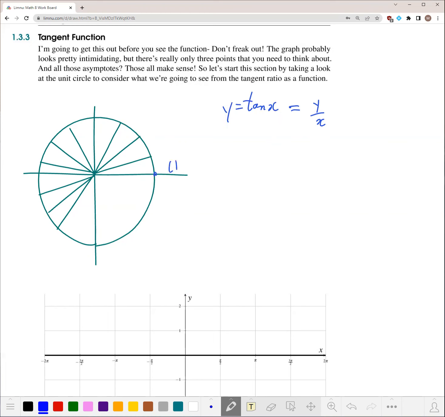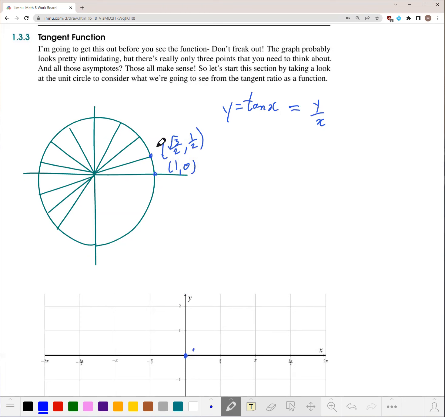So here we've got the point 1, 0. So we have 0 divided by 1, so that's 0. Over here we have root 3 over 2 and 1/2. So I've got 1/2 divided by root 3 over 2. The 2's cancel out, and I end up with just 1 over root 3, which is small. So we'll put it here.